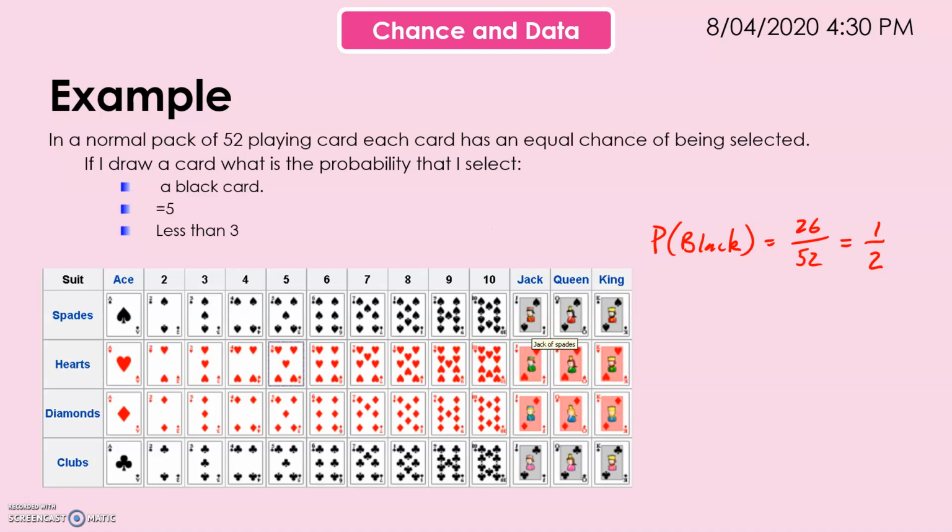So the next one, the probability of getting a 5. You can see there are 1, 2, 3, 4, so it's 4 out of 52. But another way to think about it is that if I think of the suit of 13 cards, there's only one of them that is a 5.